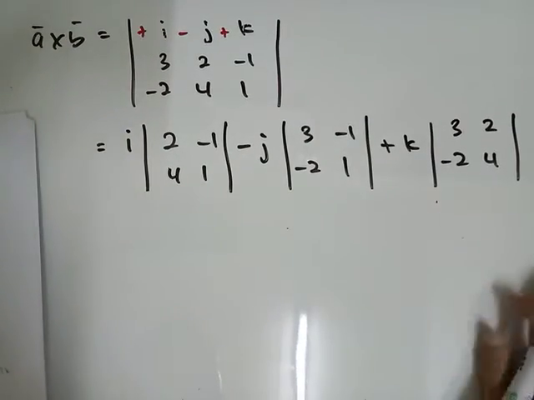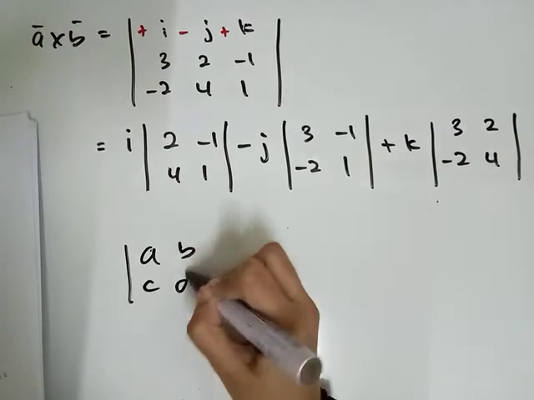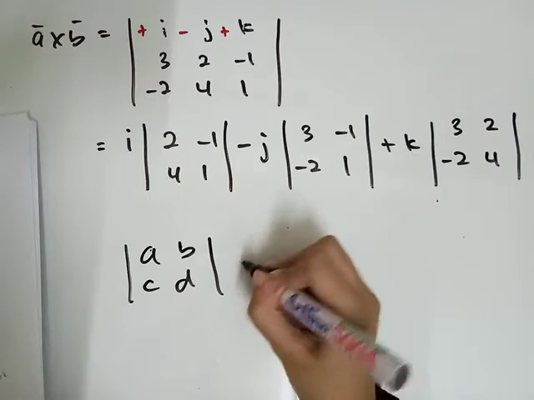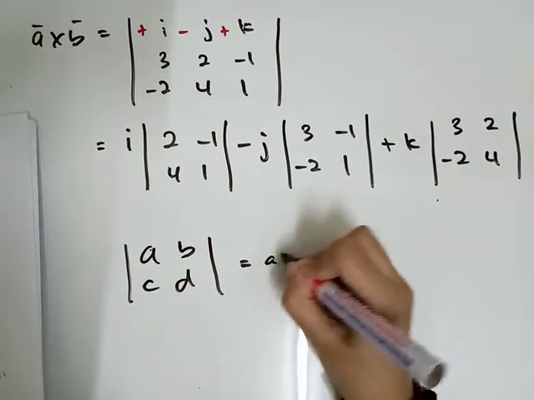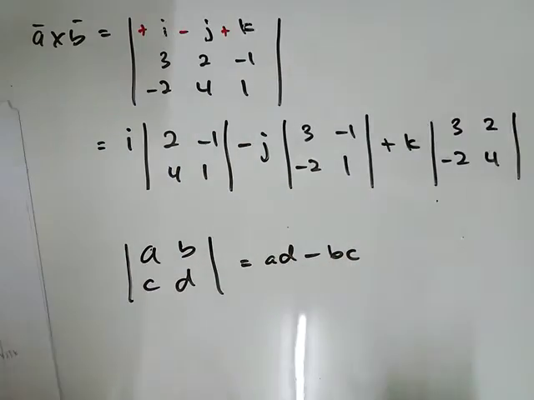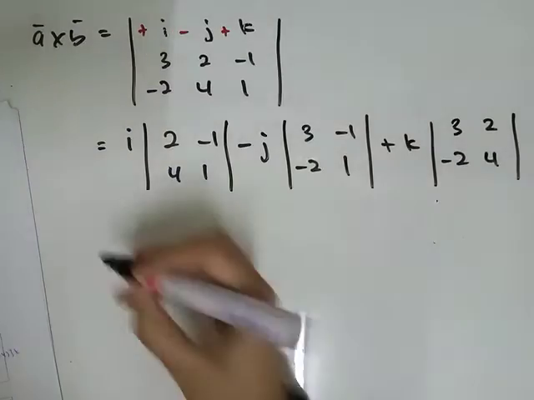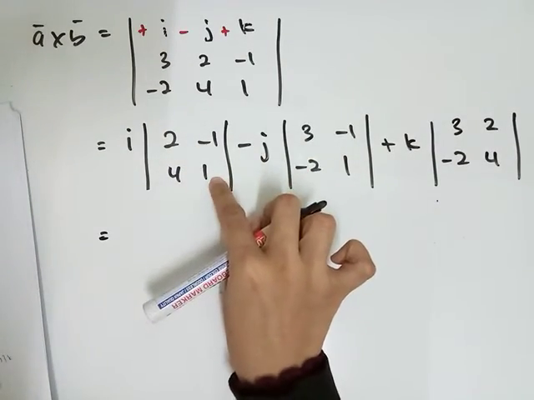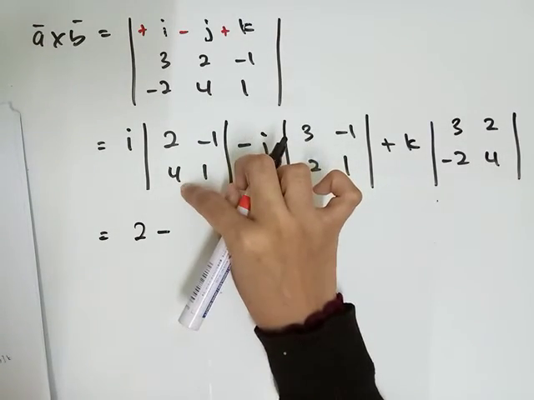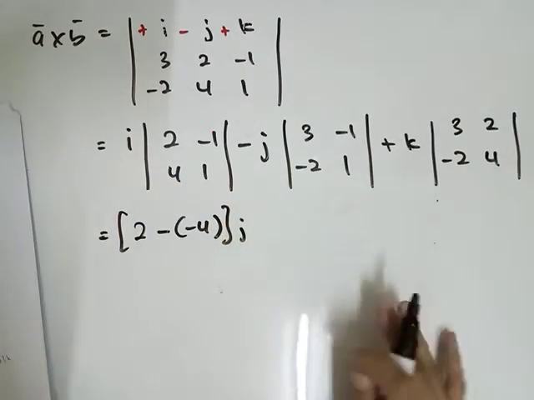Okay, and then buat apa? Kalau awak ingat lagi, kalau kita nak cari determinant for A, B, C, D, how to calculate determinant dia untuk matrix, awak akan dapat A times D minus B times C, right? So sama juga konsep macam ni, konsep cross product ni sama juga. For I, 2 times 1, you get 2, minus negative 1 times 4, you get negative 4.